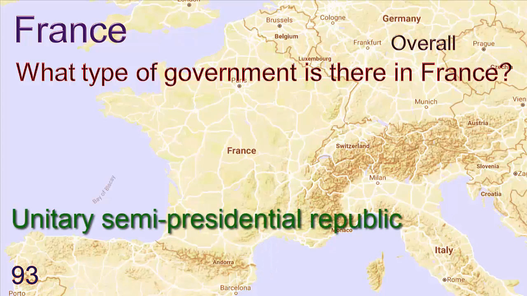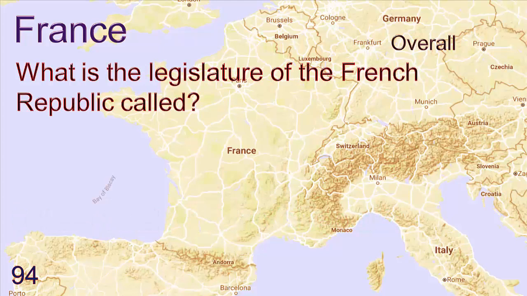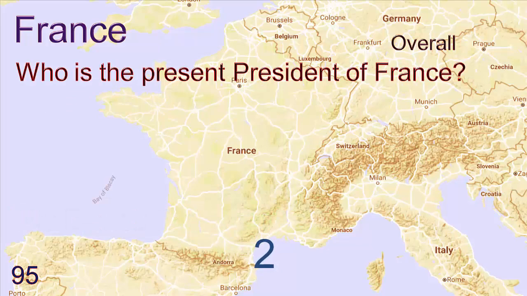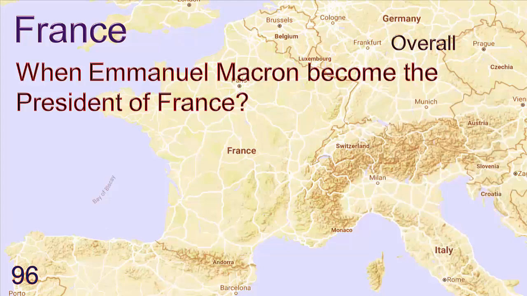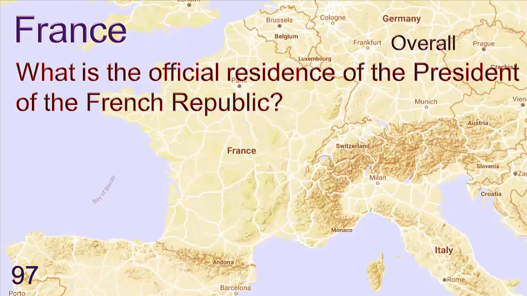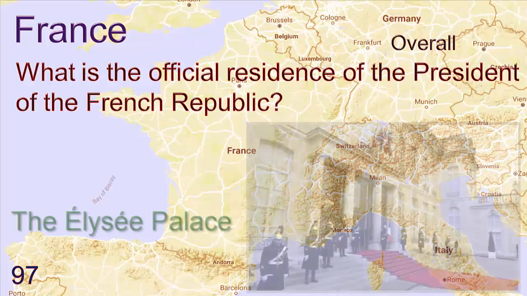What is the legislature of the French Republic called? The French Parliament. Who is the present president of France? Emmanuel Macron. When Emmanuel Macron became the president of France? 14 May 2017. What is the official residence of the president of French Republic? The Elysee Palace.